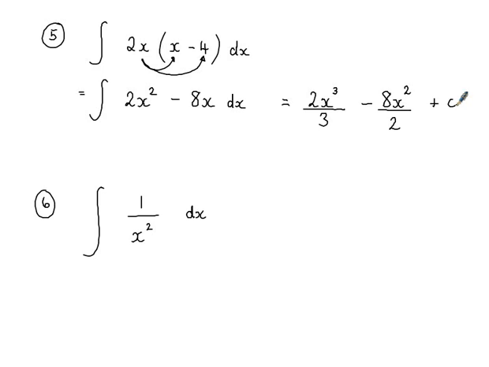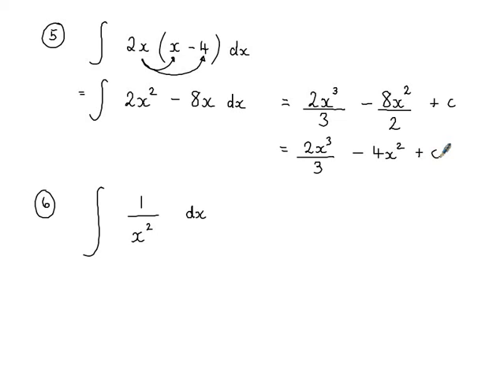Cancel where you can, so 2/3 can't cancel, so leave it as it is, so 2x cubed over 3. 8 over 2 can cancel, so 8 divided by 2 is 4, to give you minus 4x squared, and plus c on the end. Example 6 then, so we've got the integral of 1 over x squared dx.